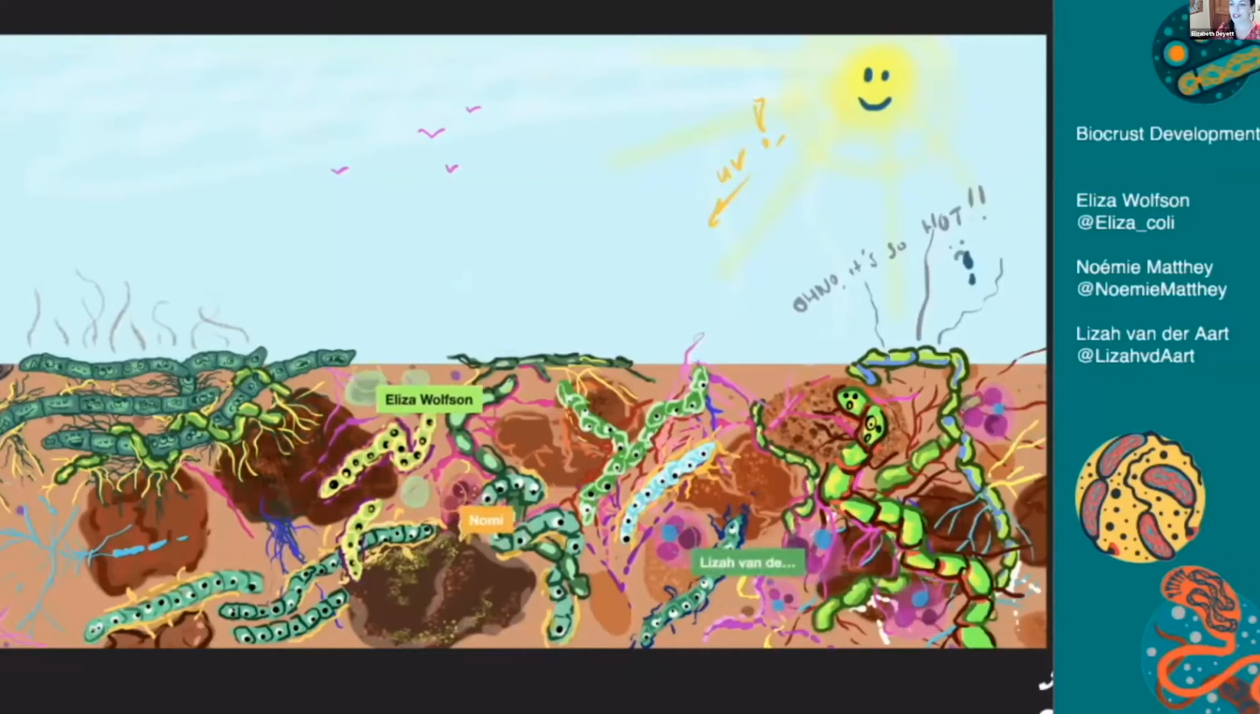And then finally, I just want to mention a couple lichens that you can find in biocrust, which include Psora, Placidium, Collema, and Fulgensia.